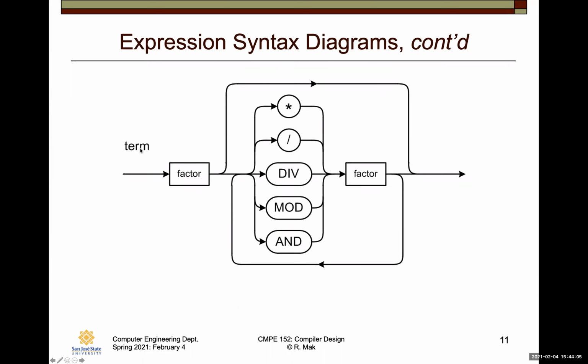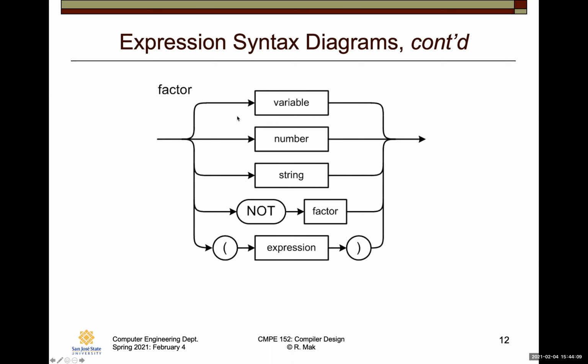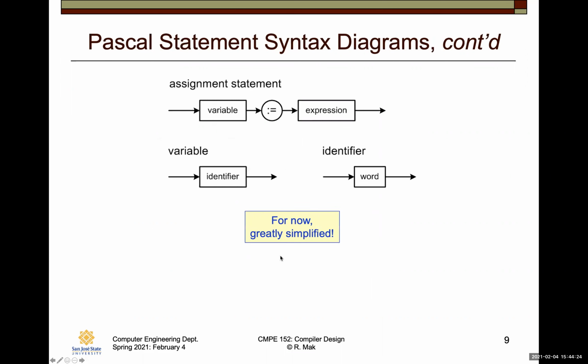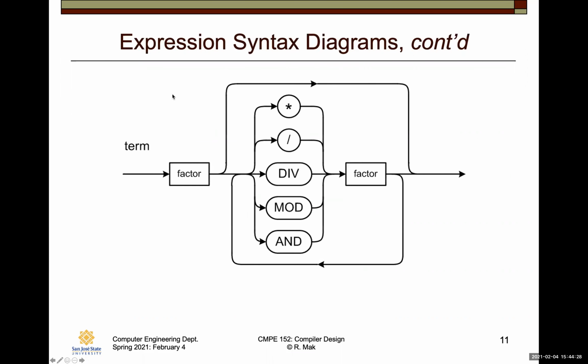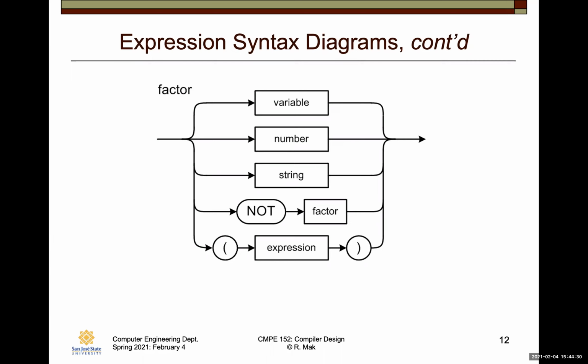Finally, what's a factor? A factor could be a variable, it could be a number, it could be a string, it could be not another factor, or it can be a parenthesized expression. And of course expression then takes you all the way back up to here. So this is all very recursive, the way these diagrams are defined.